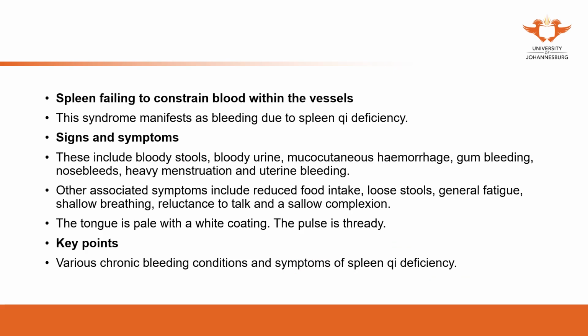In this situation, a lady presents with heavy menstruation. The lady also must have a pale tongue. And also this condition, as you can see, the key points: chronic bleeding, and then symptoms of spleen qi deficiency. And the patient has the symptoms of blood deficiency in this situation.